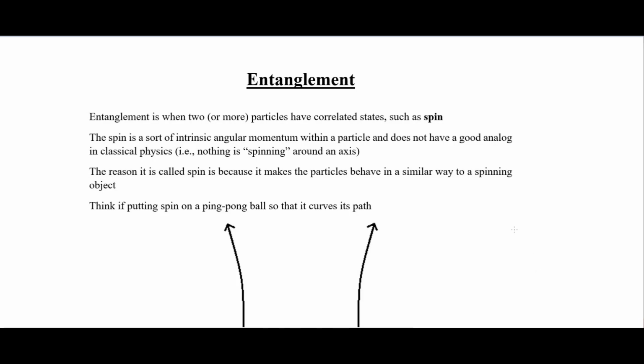In this video, I'm going to discuss quantum entanglement. I go into a lot more detail, especially with the mathematics for this, in my quantum mechanics playlist, but we will touch on the conceptual part of it in this video. Entanglement is when two or more particles have correlated states, such as spin.